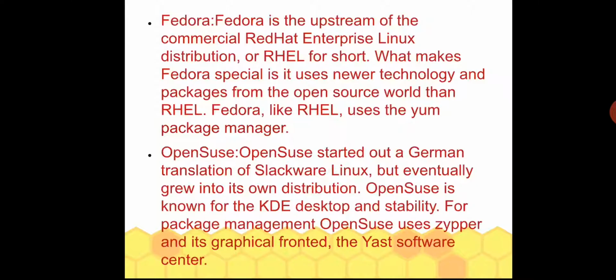Okay, yeah, they have gone for their own distribution, they started their own development, and they made their own operating system and rolled it out to the public. So it is known for the KDE desktop. KDE is one of the desktops, and it is stable also. For package management, OpenSUSE uses Zypper and its graphical front end, YaST software center.